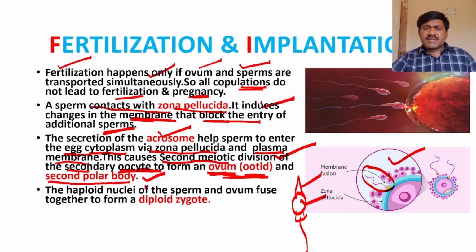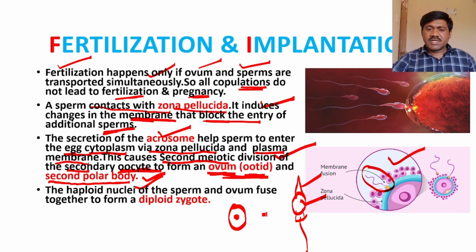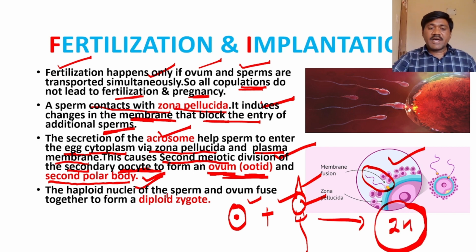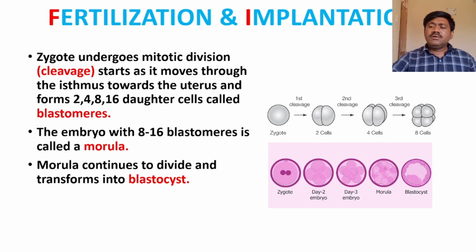In the egg cell, we know that the sperm cell has a haploid nucleus, and in the ovum here also a haploid nucleus is there. So what happens? Sperm and egg fusion leads to the formation of a diploid structure, which is called the zygote. The haploid nuclei of the sperm and ovum fuse together to form the diploid zygote.